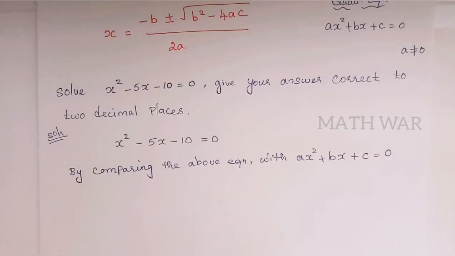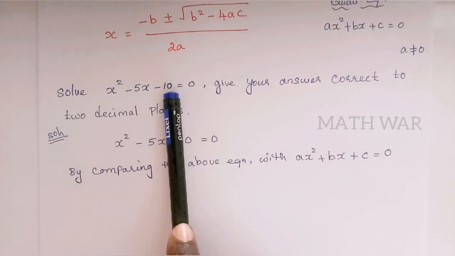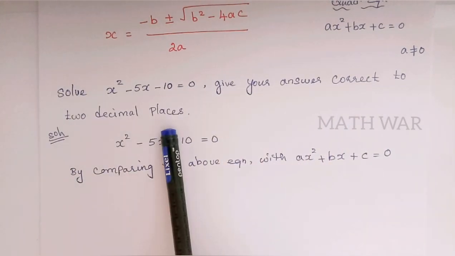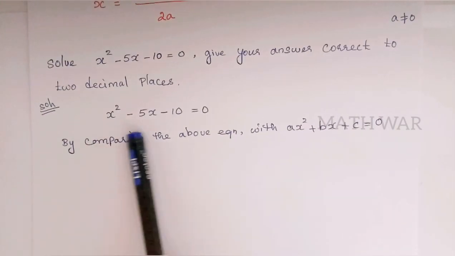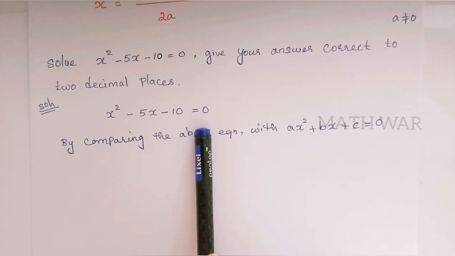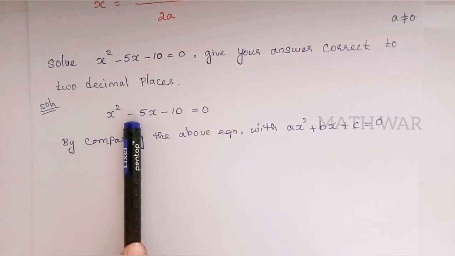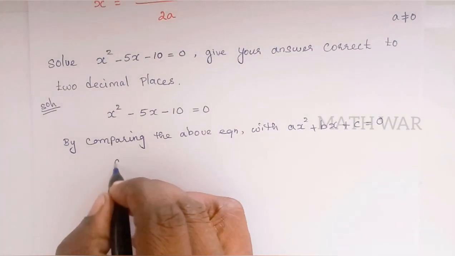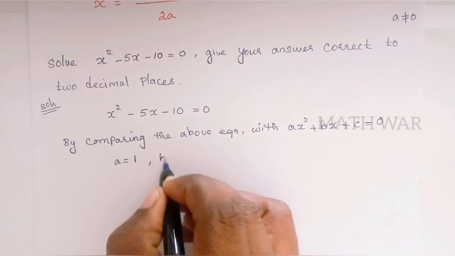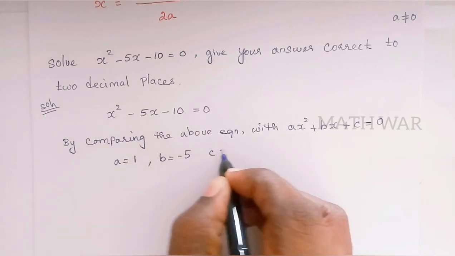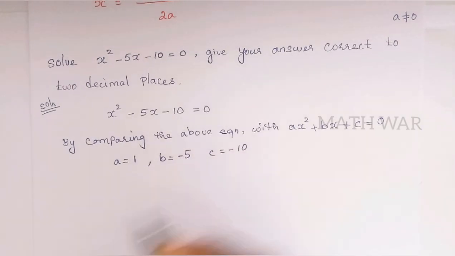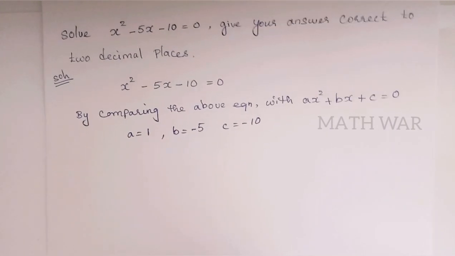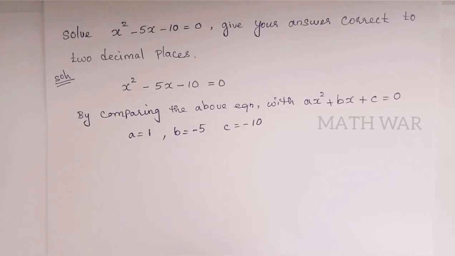We will go with our example. Solve x square minus 5x minus 10 equal to 0. Give your answer correct to 2 decimal places. Here the question is x square minus 5x minus 10 equal to 0. By comparing the above equation with ax square plus bx plus c equal to 0, we can get a is equal to 1, b is equal to minus 5 and c is equal to minus 10. We are going to solve using the formula method. It is not possible to go with the factorization method.